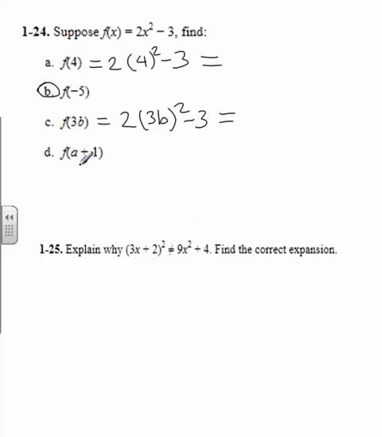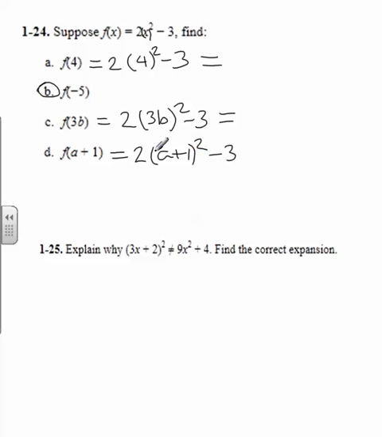So on D, same thing. Our argument is a plus 1. So we're going to need to plug in a plus 1 in place of the x in our function. That's where that goes. So it's a plus 1 squared minus 3. So in simplifying this, simplifying all of these really, you need to remember order of operations. And order of operations says that we're going to do parentheses. That means inside the parentheses. So a plus 1, nope, can't do that.